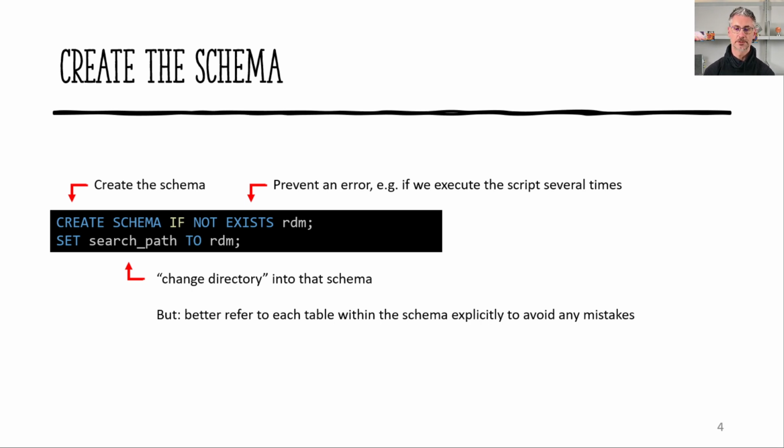As a convenience, we also change the directory in the database and set search_path to RDM, so we don't have to specify RDM all the time. It's better to do this more explicitly, especially if we have a database with multiple schemas, but as a convenience function we can set the search path here.